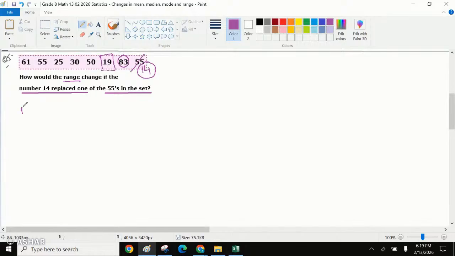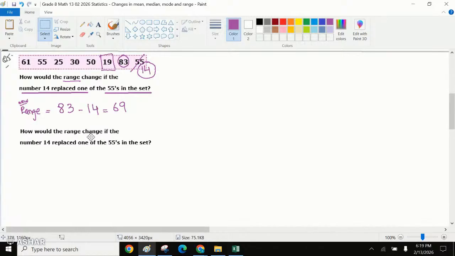So we can say the new range, write the word new over here, will tell us the change. The new range would come out to be the maximum minus the minimum. Agreed? 83 minus 19, that is 63, 64. Sorry, 83 minus 14, actually. That would be 69. Okay, that is the new range.